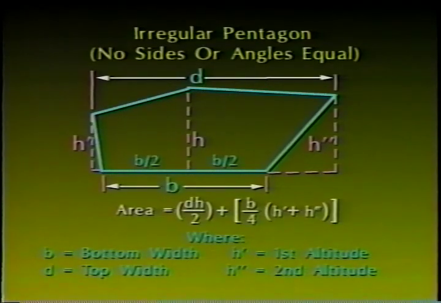The irregular pentagon is the last of the plane geometric figures I will discuss. This figure has five sides, none of which are parallel or equal in length. Also, none of its angles are equal. Its area can be calculated by the equation on the graphic, which is the same one discussed in the last graphic. I have reviewed many of the basic and fundamental facts found in geometry.